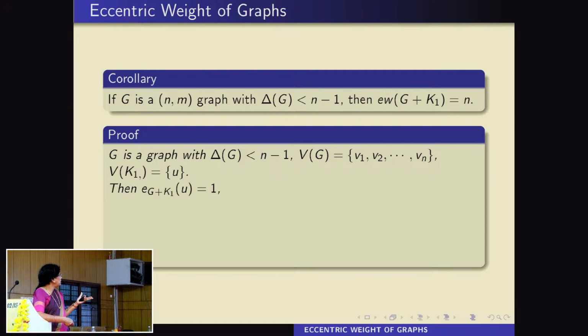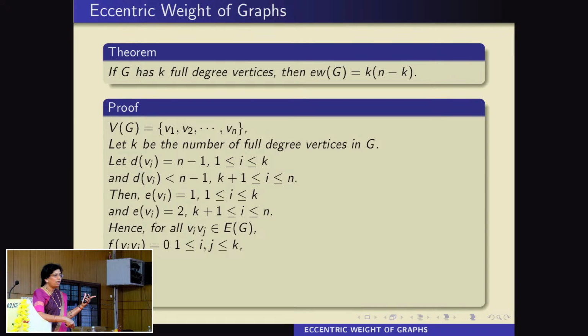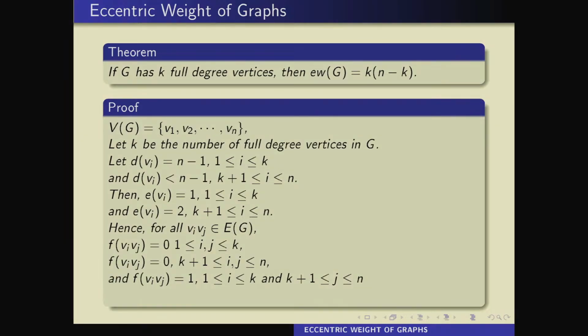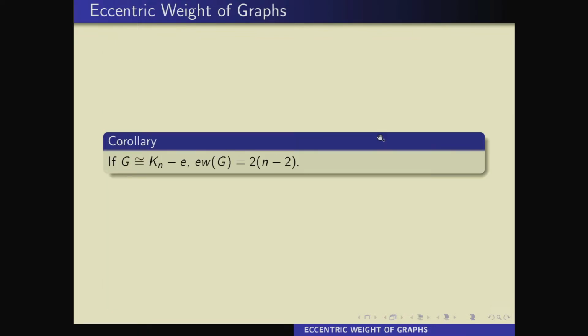Now if G has K equal to 2 here, when I consider all the edges, one way we are getting 0, the other way we are getting 1, and from here to here it is again equal to 0. So when I add up all these things, we are going to get K into n minus K. It's a corollary to this; substituting K equal to 2, that's what we are getting here. The eccentric weight of G, which is isomorphic to Kn minus E, where E is an edge of that graph, is going to be 2 into n minus 2.